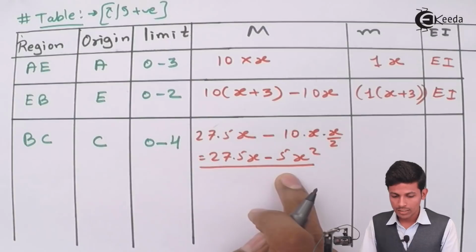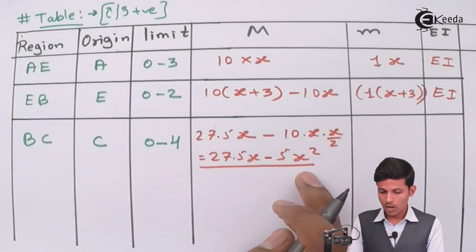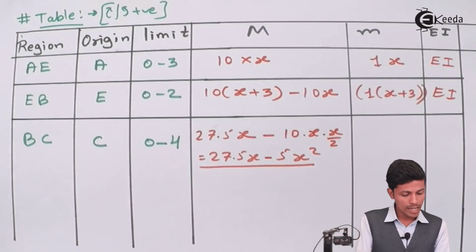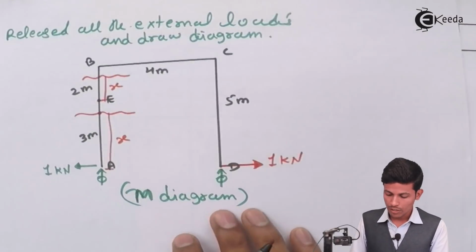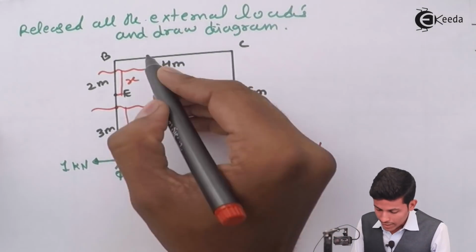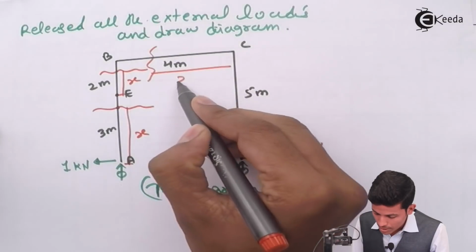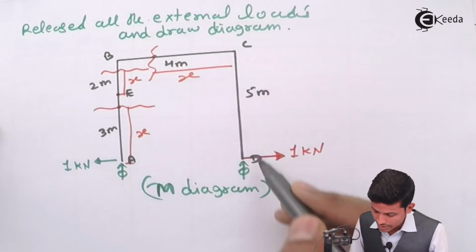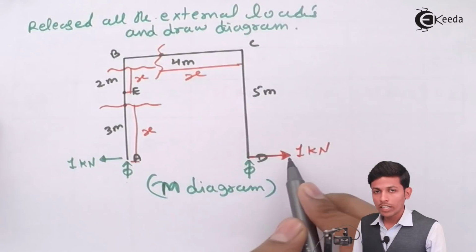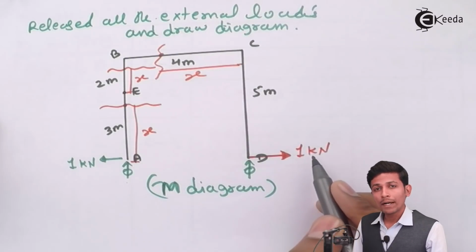5x square. Now after that, let's move to the small m. For small m, take a section over here. This distance will be x. Take a bending moment over here and see this side. What will come? See, this one is the only one that comes into the picture. So force into perpendicular distance.